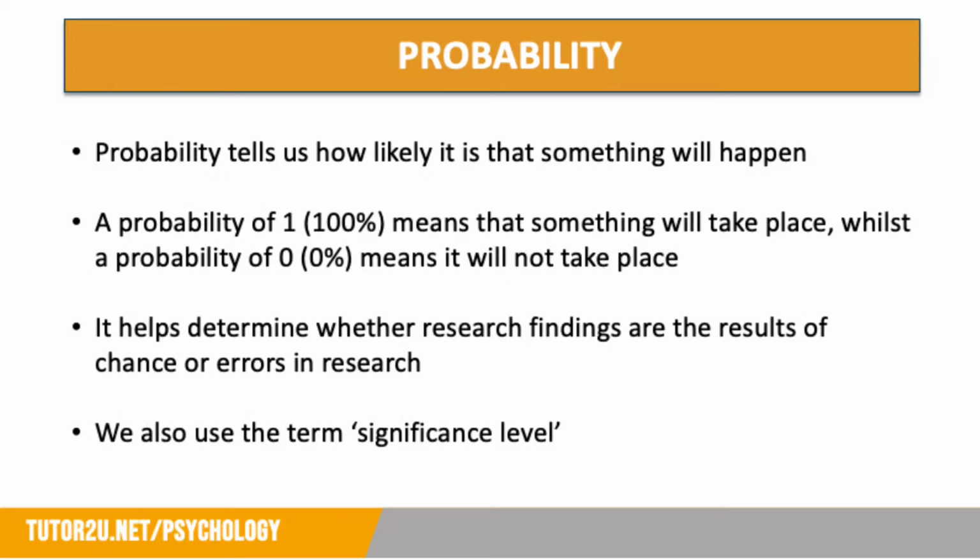So we said probability tells us how likely it is that something will happen. A probability of 100% means that something will take place. 0 means it won't take place. And it helps us to determine whether the research findings are a result of just chance, they're just a fluke, or they're just due to errors in the research. So we also use the term significance level as well. We've got the probability the IV will affect the DV rather than it being due to chance. But when we talk about things like the 5% level, that means the chance level.